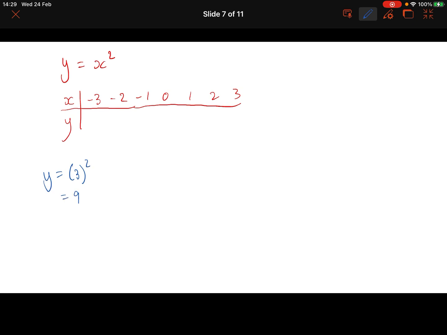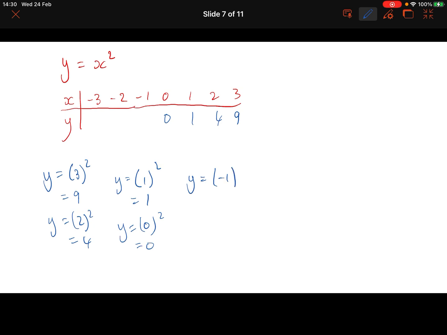Now what if x is equal to 2? It will be 4. What if x is equal to 1? y will be equal to 1. What if x is equal to 0? y will be equal to 0. Be careful with your negatives. What if x is equal to -1? It will become -1 squared. Remember, a negative times a negative is a positive, so that will be +1.